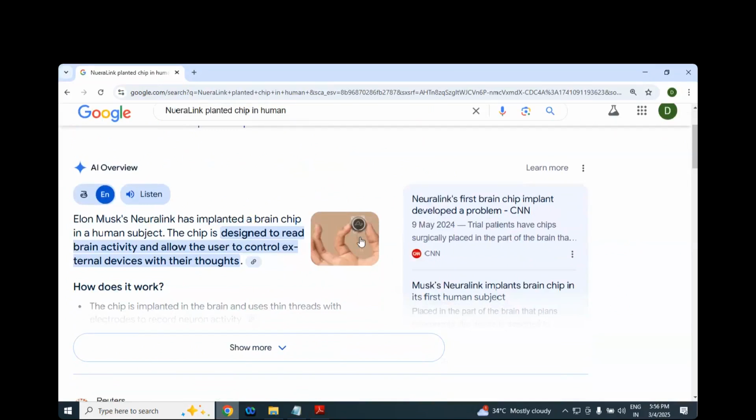Any dates they have given? Neuralink's first brain chip implant, CNN 2024, trial version. Elon Musk's Neuralink has implanted a brain chip in a human subject. The chip is designed to read brain activity and allow the user control. Oh my God, such a great thing. It will try to capture how a human is thinking, what your thoughts are, how you are responding. It will try to capture all your brain activities. That is seriously amazing.